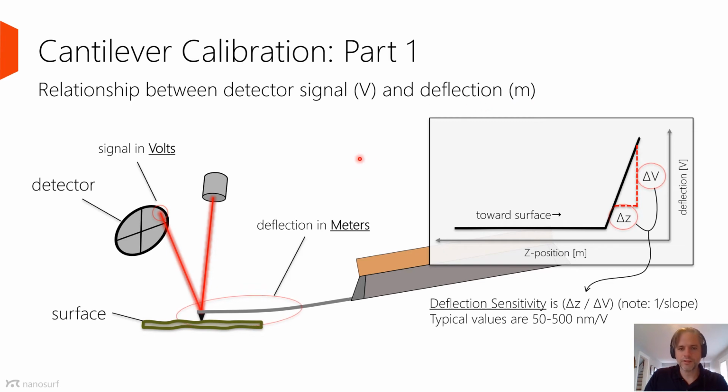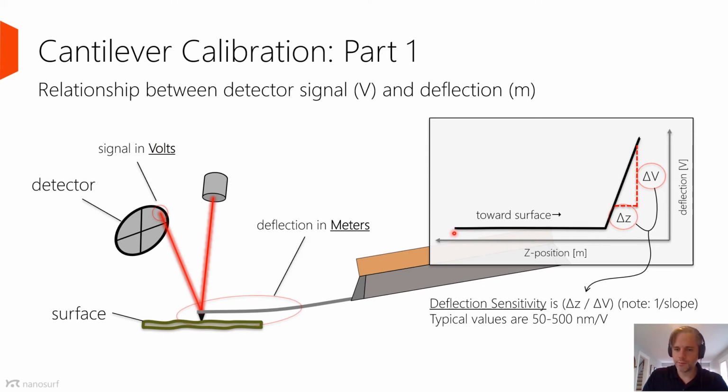Now, if you recall this diagram from before, if I push against a surface, the cantilever will bend. Now, the laser that's reflecting off the end of the cantilever comes against this position-sensitive detector and registers a change in position or a change in deflection, and this is a signal that we register in volts. But what we really want is what's the deflection in meters, not in volts. So how do we go about finding this relationship?